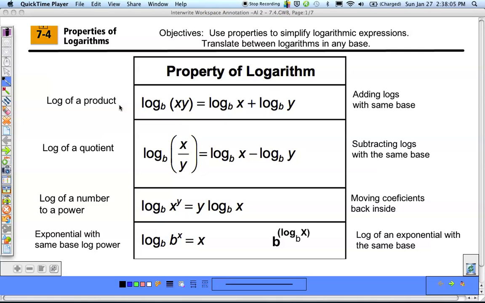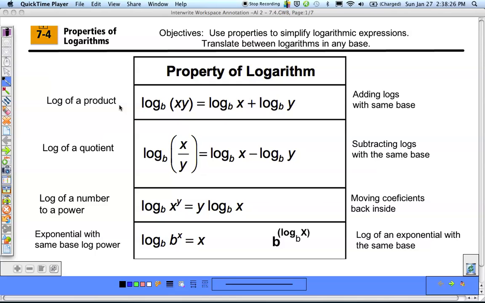Today we're going to be taking a look at 7.4 properties of logarithms. The logarithms that we're going to look at allow us to simplify logarithmic expressions into something a little bit easier to work with. In the next section, we're going to be using these properties to be able to solve equations. So right now, today is just a matter of getting familiar with the properties.